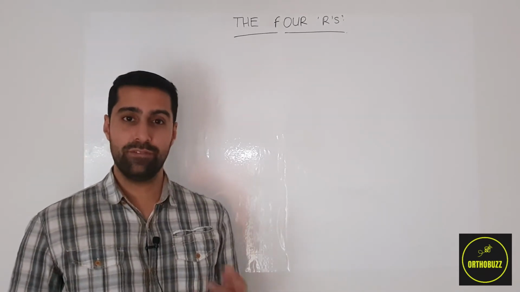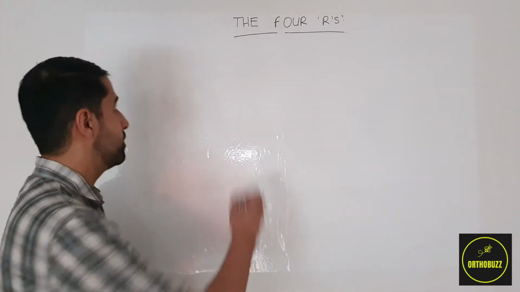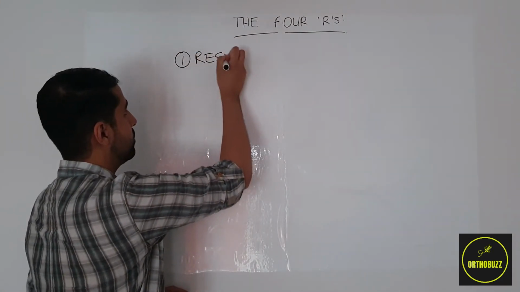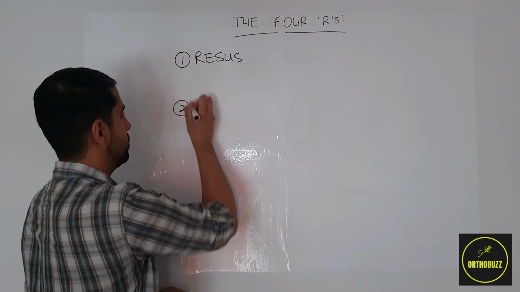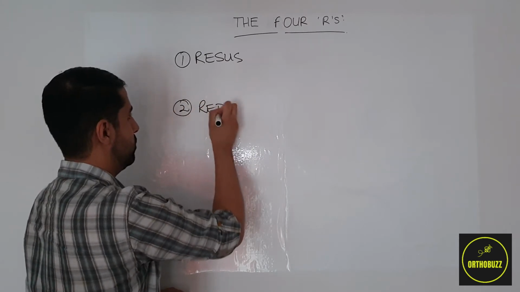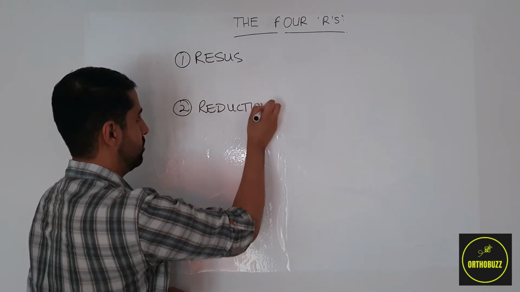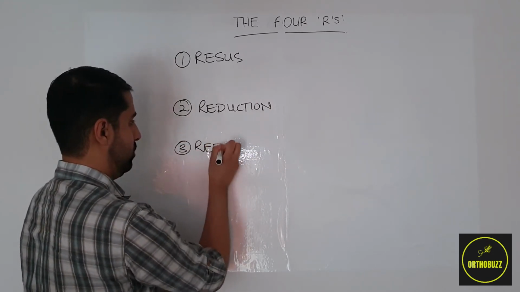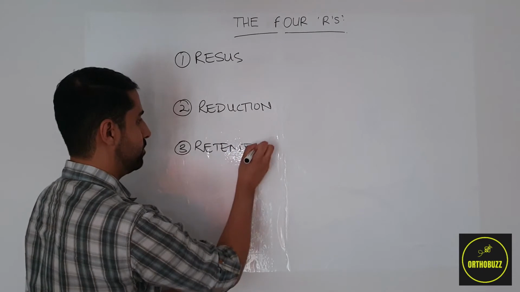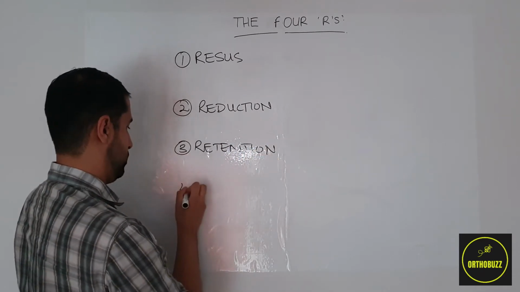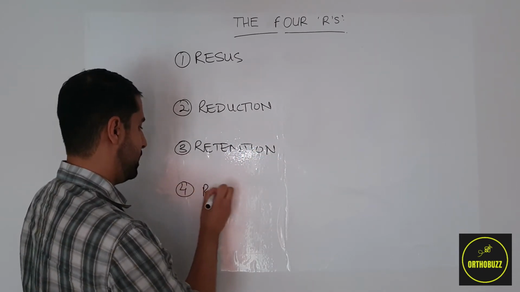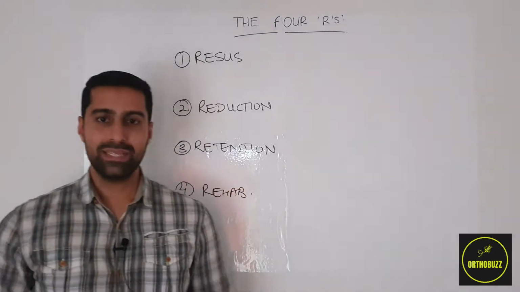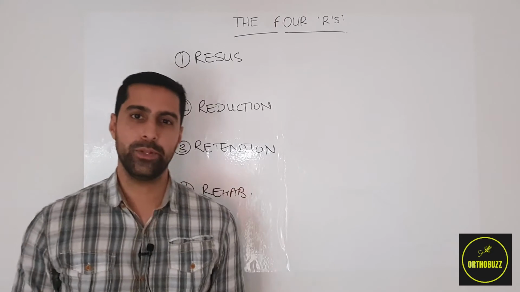It focuses on the 4 R's. These are resuscitation, reduction, retention of the reduction, and finally, rehabilitation. Let's take a look at each of these in a little bit more detail.